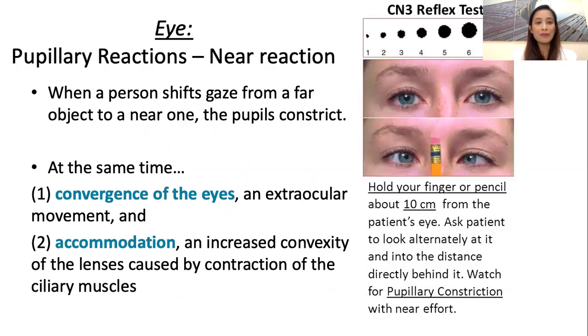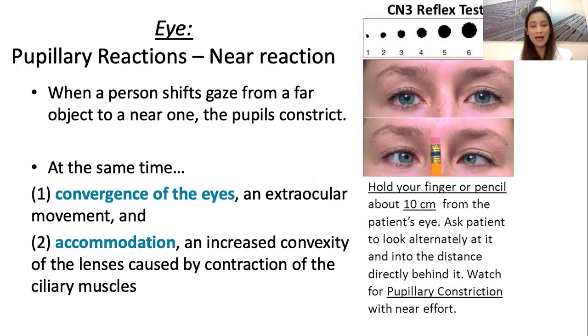Another example of a pupillary reaction is your near reaction. When a person shifts gaze from a far object to a near one, the pupils will constrict. So that's the reaction of the pupils. For example, if this object moves towards me, if you look at the size of the pupils, it will constrict. That's called the near reaction, the constriction of the pupils when you move your gaze from far to near.